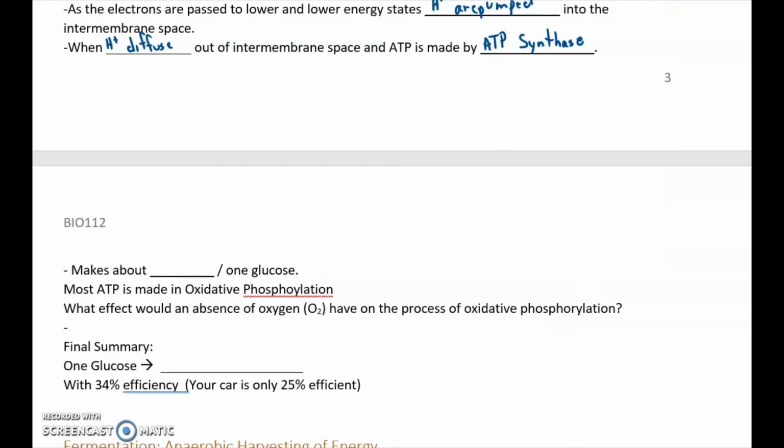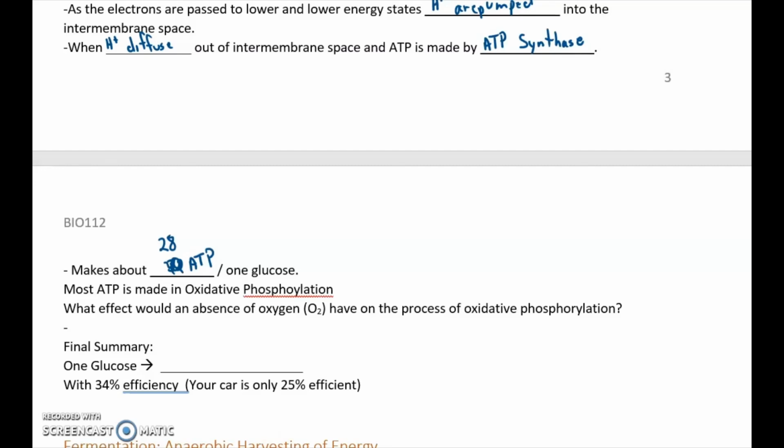Oxidative phosphorylation will make about 32 ATPs. I'm sorry, 28. I did the total. So just oxidative phosphorylation makes 28 ATPs per glucose. So this number will vary because different cells have different efficiencies. So the oxidative phosphorylation makes a lot more ATP than the rest of the processes we've been looking at.